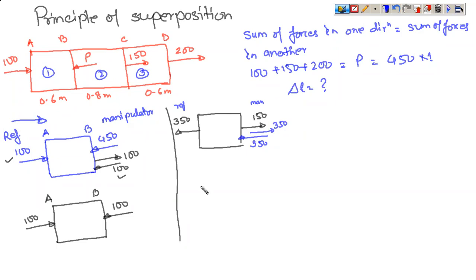Again, the principle of superposition will hold good. So draw the final diagram. So this is BC. You have 350 here.